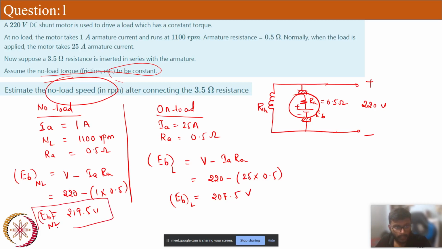This is for my given motor without any change in my armature resistance. These are the values of back EMF under no load condition as well as the loaded condition. Now after adding external resistance, we will do the same. We will see how much EMF is induced in both no load and loaded condition.